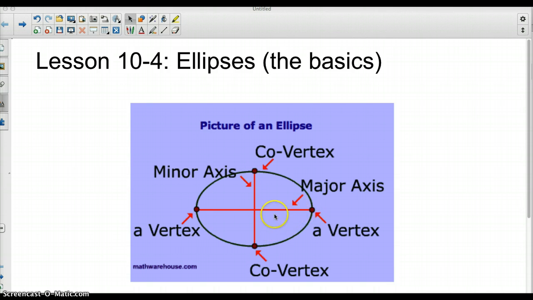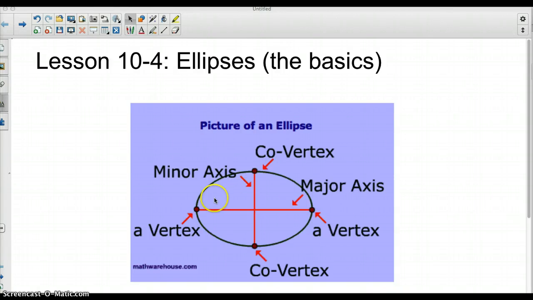Here you have your major axis. That's your more important axis. It goes through the more stretched out area of your ellipse. Your minor axis goes in the opposite direction. Here it goes vertically. The ellipse is still stretched a little bit that way, but not as much as it is horizontally. Where your axes intersect your ellipse are vertices.